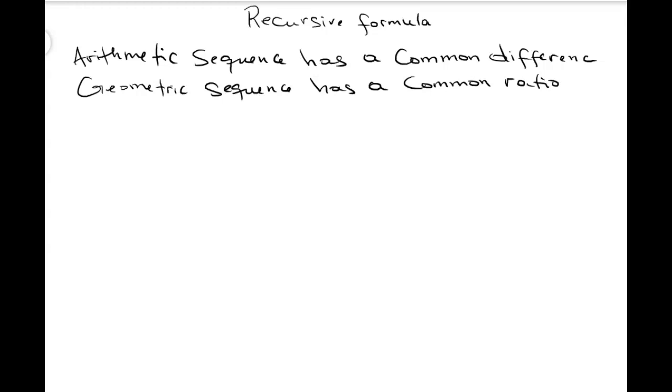So every time you have a sequence or you are given a sequence, you need to first identify whether you have an arithmetic sequence or a geometric sequence. And how you're going to know is by checking to see if you have a common difference or if you have a common ratio. If you have a common difference, then you're dealing with an arithmetic sequence. If you have a common ratio, then you're dealing with a geometric sequence. So, let's see how to write the recursive formula for an arithmetic sequence first.